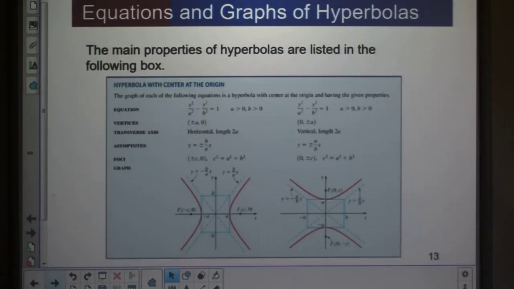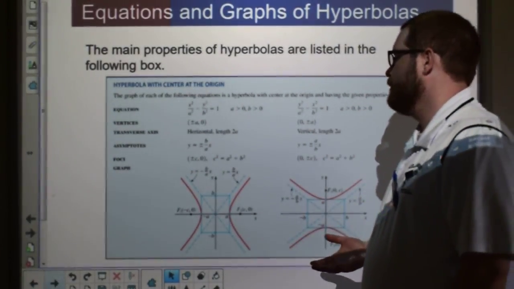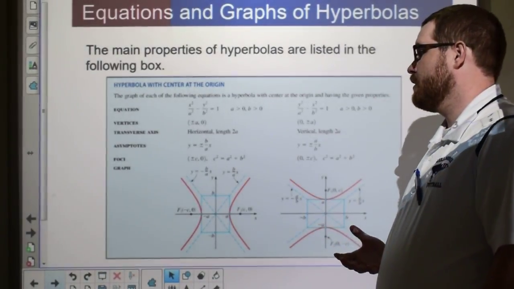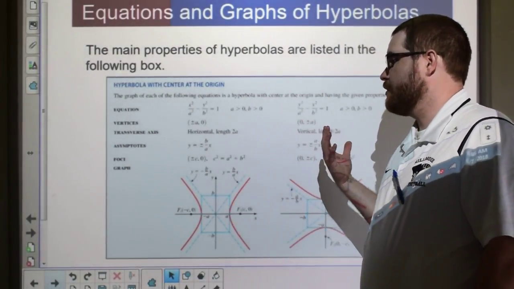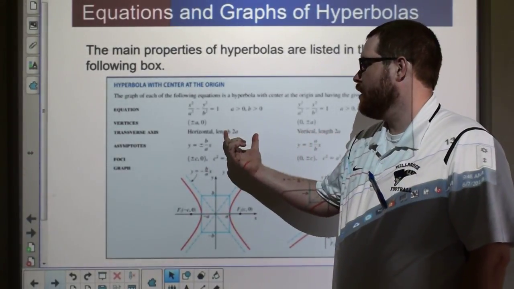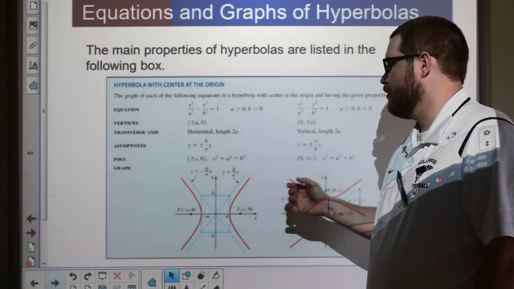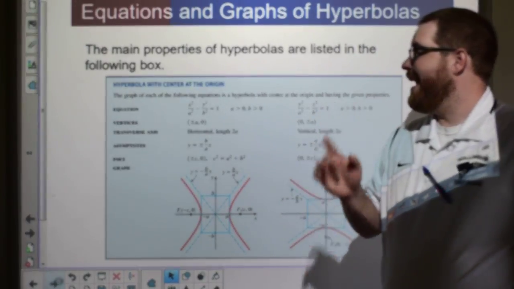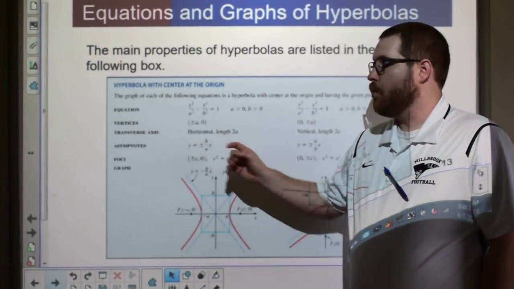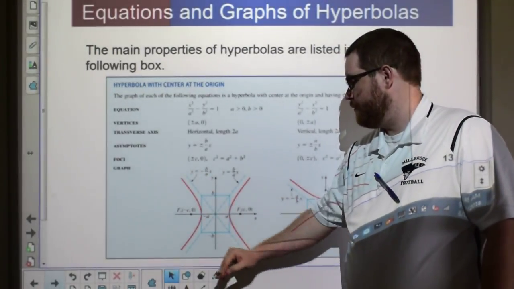Here's all the information you need to know. You can check this out in class. I'm going to go pretty quickly through it. It's very similar to the other ones. The vertices are the same things we did for the ellipse. The horizontal or the transverse axis just tells you how far apart the two hyperbolas are, or the two parts of the hyperbola. The asymptotes, it's always y equals, and it's a line, and it's plus or minus because we're going to have two of them.